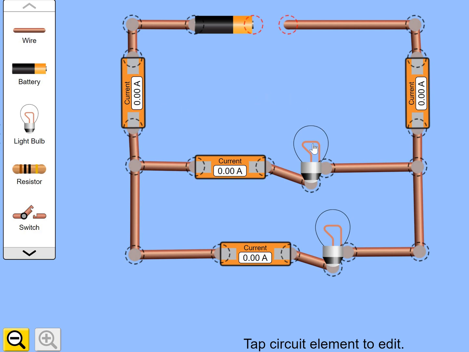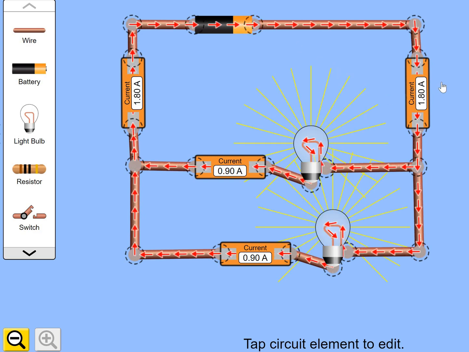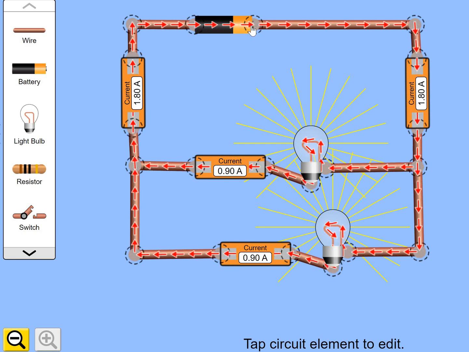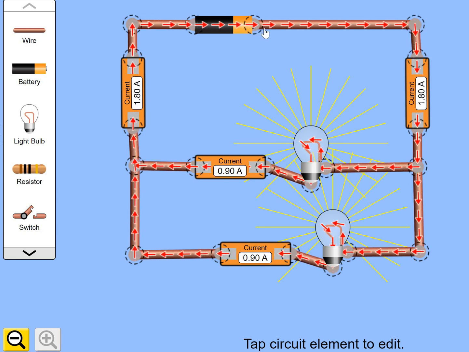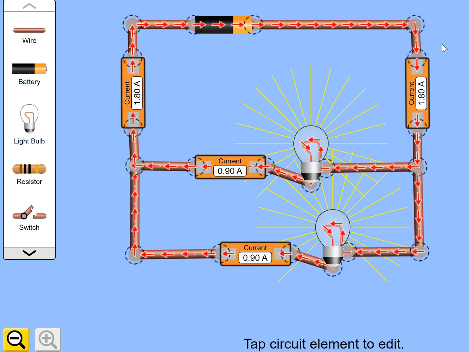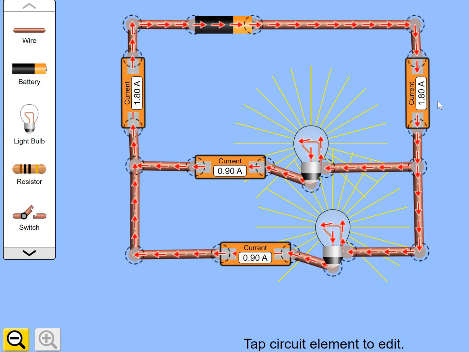Now, the bulbs here are identical, so they're going to have an identical resistance. So let us link up the circuit and see what happens. Now, if we go from the positive side of the battery, you can see that the electrons, the current, is flowing through this ammeter here, and the reading is 1.8 amps.